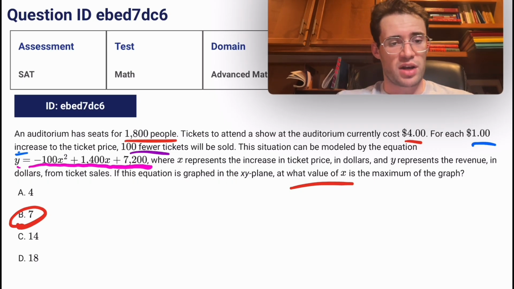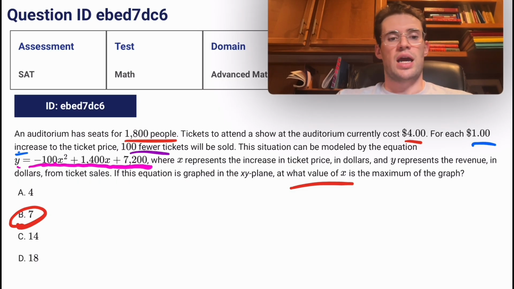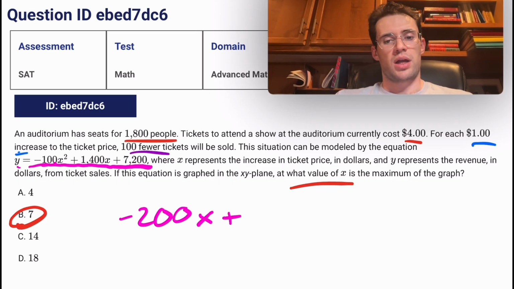So we just do the derivative of this function I underlined in pink and set it equal to 0. In the derivative, we just multiply the exponent times the coefficient and then decrease the exponent by 1. So this -100 times x squared, the derivative would be -200x, or x to the first, plus 1400x becomes just 1400.